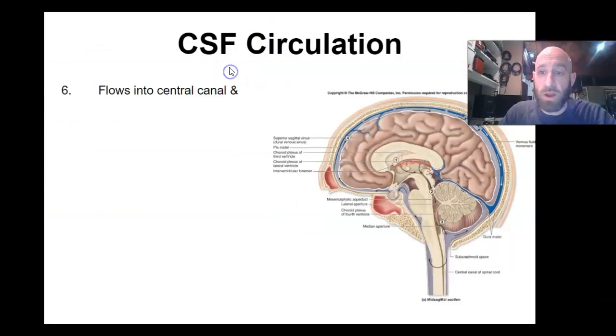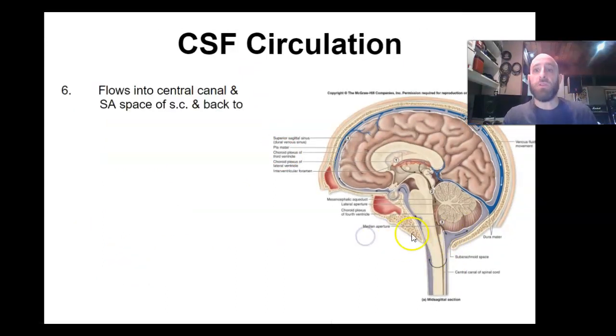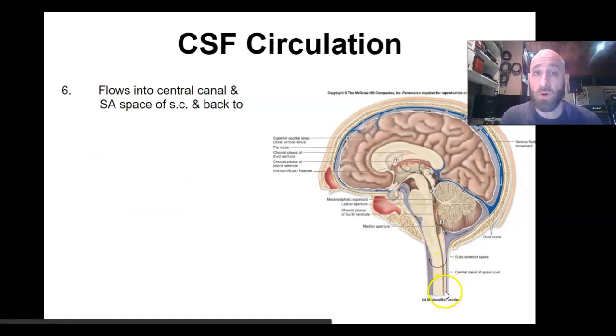Okay, so at this point, I talked about the fact that it's going to travel to the fourth ventricle, and then it hits this central canal. So what happens next? It flows into the central canal, it goes down to the bottom of the spinal cord, to the conus medullaris, and then it comes back up the sides.